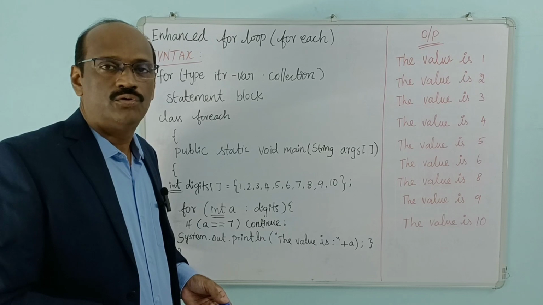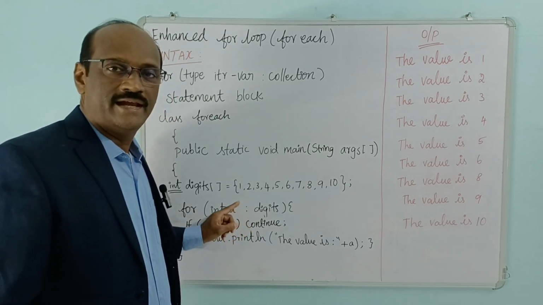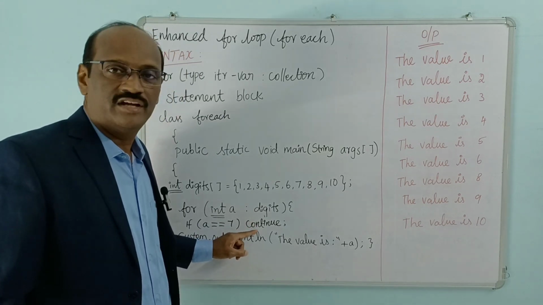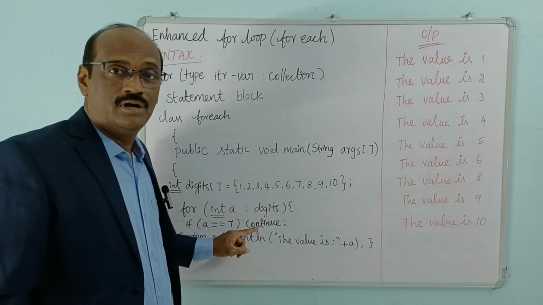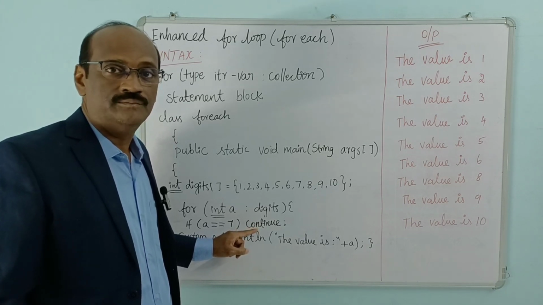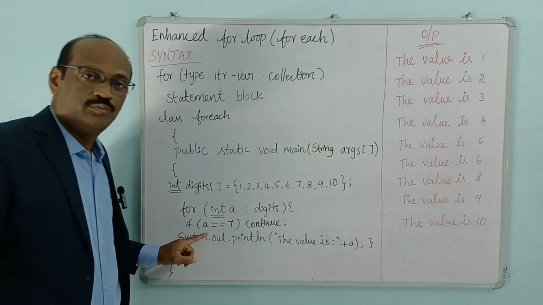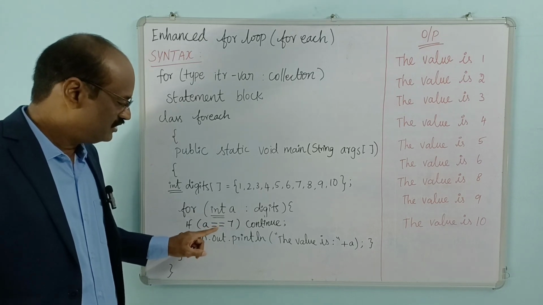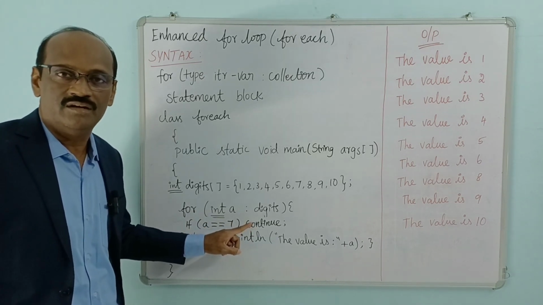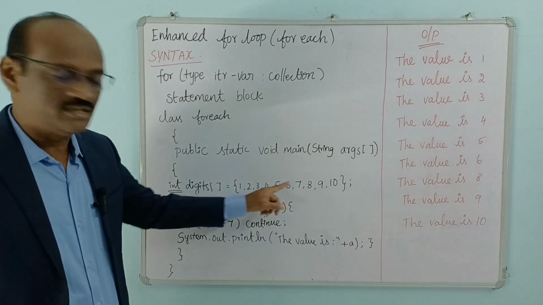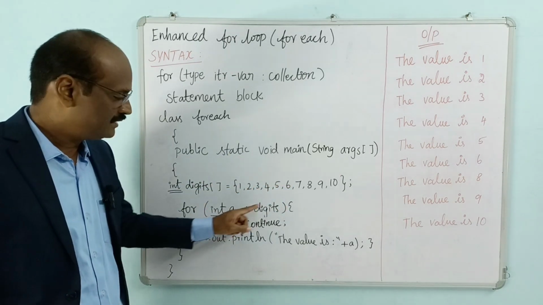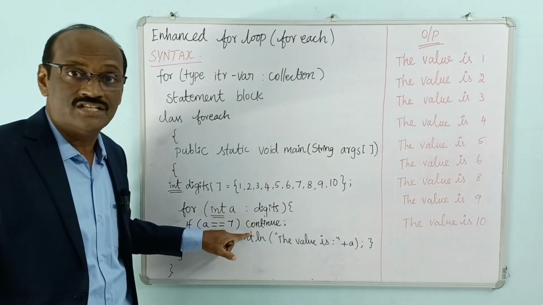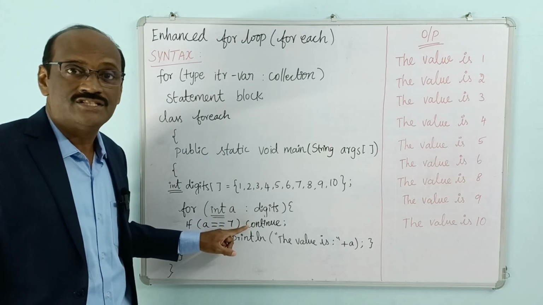Now I will explain how to use the continue statement in the enhanced for loop. What is the purpose of using the continue statement? By using this continue statement, I can skip a particular iteration of the looping structure. In the enhanced for loop, I am checking the condition whether A is equal to 7 or not. If the condition is true, then the continue statement will be executed. During the seventh iteration, this condition will become true and the continue statement will be executed. The continue statement will skip the seventh iteration and proceed with the eighth iteration.